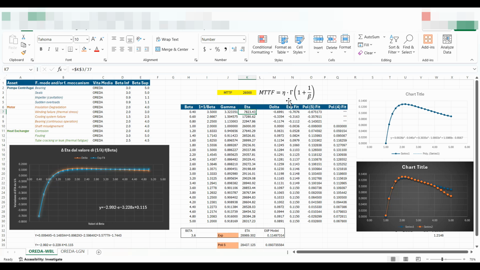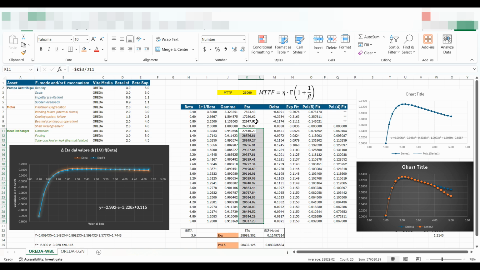And we know that the gamma function of 2, which is the result of 1 plus 1 over 1, is equal to 1, and therefore with beta equal to 1, the mean life is equal to eta. So the scale parameter matches exactly the mean life, and that's exactly what happens with the exponential distribution, which is just one scale parameter without the shape parameter. But for all the other values, the results are going to be different.